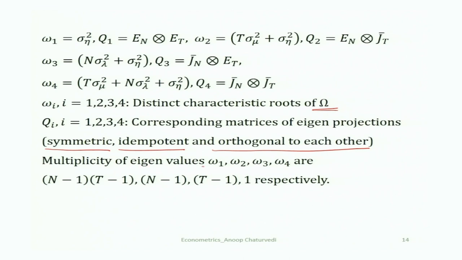Then the multiplicities of the eigenvalues ω1, ω2, ω3 and ω4 are as follows. Corresponding to ω1, you have Q1, and the multiplicity is (n minus 1)(T minus 1). Corresponding to ω2, you have Q2, which is E_n canonical product J̄_t, and it has multiplicity n minus 1. Corresponding to ω3, you have Q3, and it has multiplicity T minus 1. And corresponding to ω4, you have J̄_n canonical product J̄_t, which has multiplicity 1.